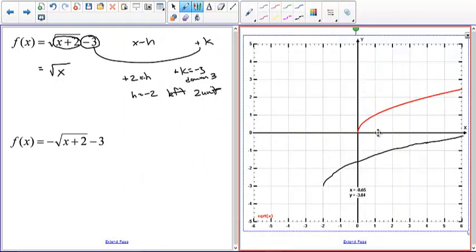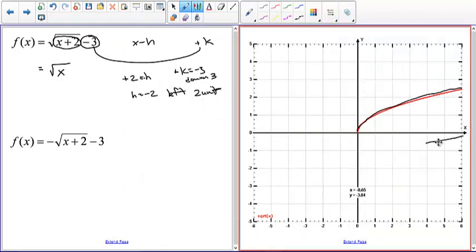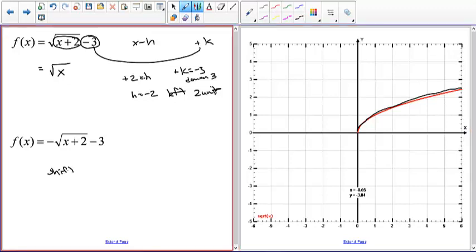Okay, so let's move this back up here. We'll go to the next problem. So here we have the negative sign out in front of the square root. So we still have the same translations. So we have shift x 2 to the left, and shift y 3 down. Okay, so as long as we have a positive number in the argument of the square root, then everything's fine. We just do the normal kind of thing.